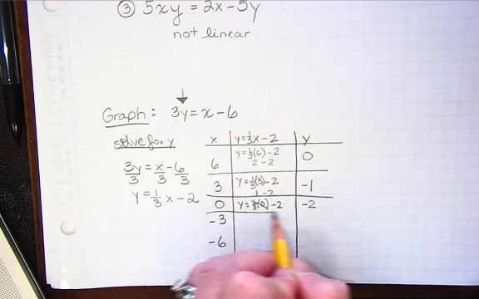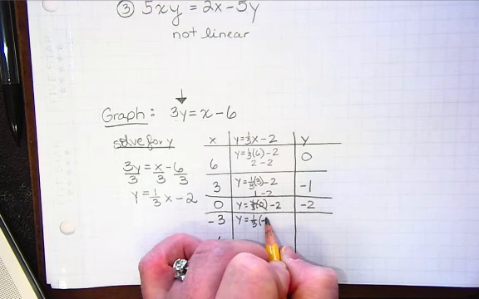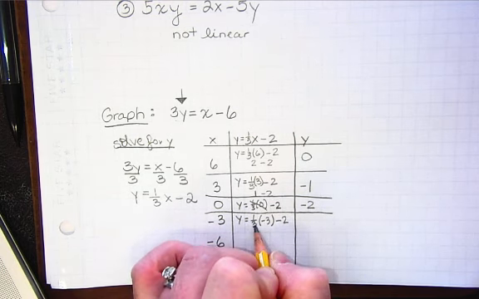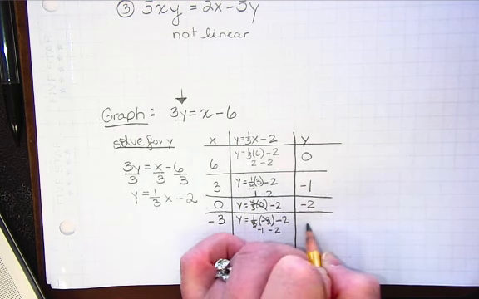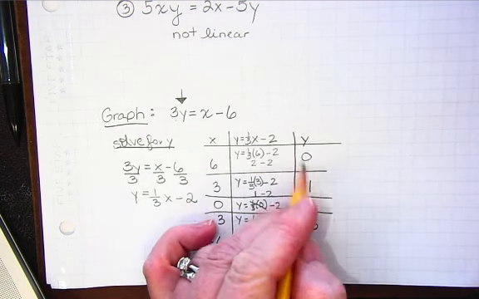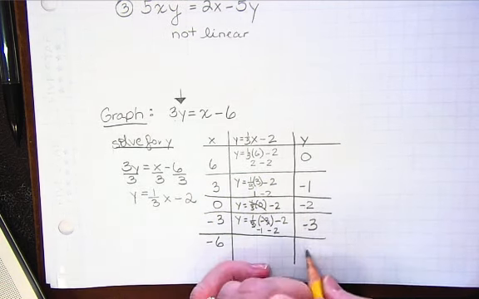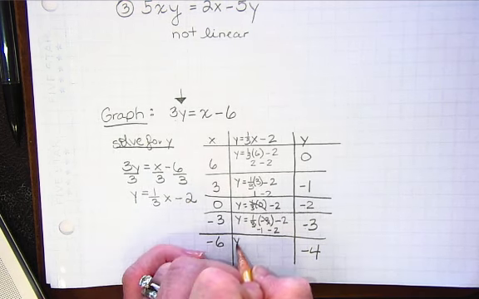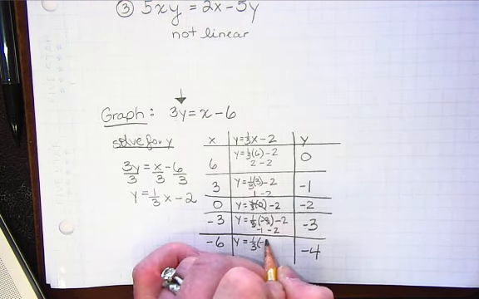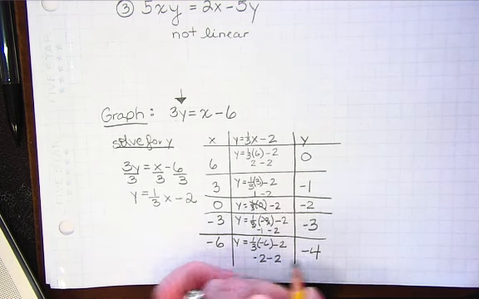Again, remember, you only have to write whatever you need for yourself to be able to create your table. So 1/3 times -3 gives me -1, minus 2 gives me -3. I'm checking over here and I see a pattern. I should get -4 here if all's good in the world. Y is equal to 1/3 times -6 minus 2. This gives me -2 minus 2, which is -4.